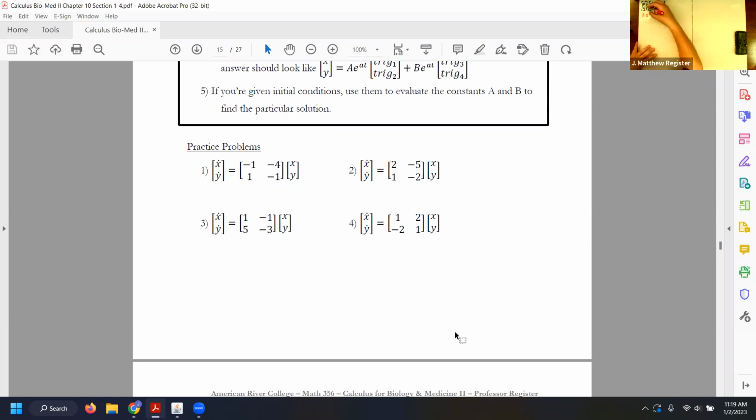So A minus lambda I is going to be equal to -1 minus lambda, -4, 1, and -1 minus lambda. So now we need to do our characteristic equation, which is lambda squared minus the trace, which gives us a +2 lambda, and then plus the determinant, which is 1, and then it's going to be +4, so that is +5.